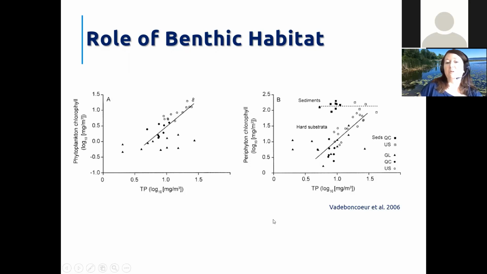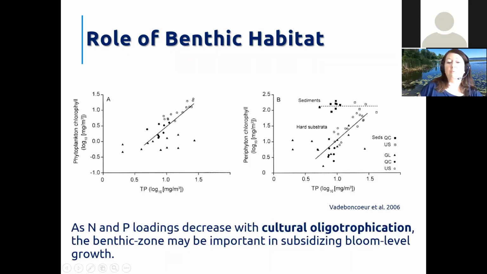And so this is very possibly what may be happening when we see macroalgal blooms. As nitrogen and phosphorus loadings decrease with cultural eutrophication, this has happened in Lake Ontario, for example, actually across all the Great Lakes. Although there have been changes in how the dreissenid mussels have shifted nutrient availability, point source nutrient pollution is in decline, and so we're having this decrease in lake productivity. So is the benthic zone an important place for subsidizing bloom level growth? We seem to have some evidence of this with Cladophora, for example.